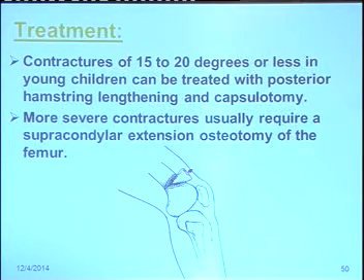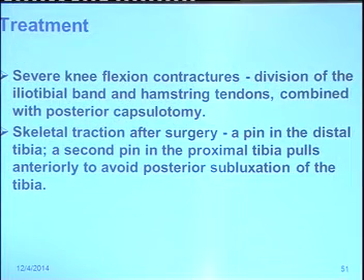Treatment is, if the contracture is 15 to 20 degrees or less in a young child, it can be treated with posterior hamstring strengthening and capsulotomy. If more severe, it usually requires a supracondylar extension osteotomy of the femur. If there is a severe knee flexion contracture, division of the iliotibial band and hamstring tendon combined with posterior capsulotomy.